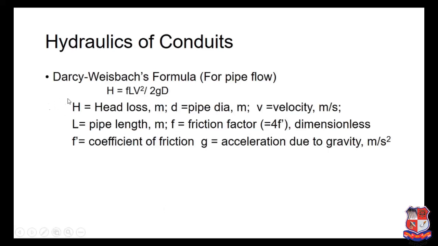So for pipe flow, another formula which we are using is the Darcy-Weisbach formula. This formula is used to calculate the head loss in the pipe, which states H is equal to FLV square divided by 2GD. H is head loss in meter, D is pipe diameter, V is velocity, L is the length of pipe in meter, F is friction factor, which is dimensionless, and G is acceleration due to gravity.